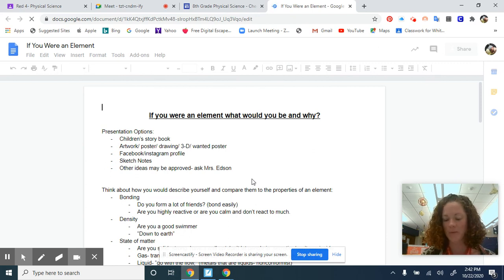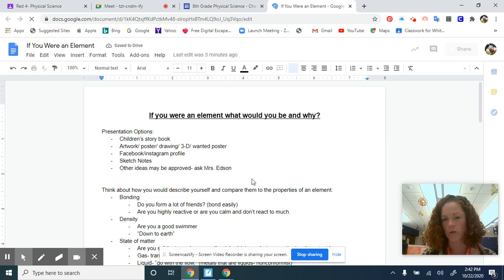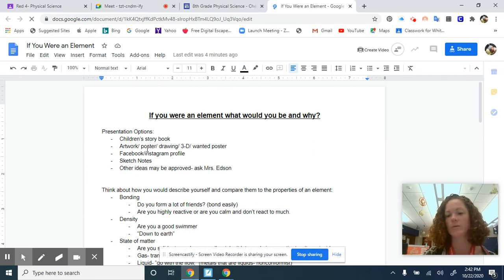You can do this project in any way you can think of. It just cannot be a Google slide and it cannot be a regular poster. You can use poster paper to make your project, but it can't just be a straightforward, this is my project, this is the information. You can't just make a list of information. You have to be creative with how you're doing this. You can do a children's book. You can do some kind of artwork that has all the information in it. I have poster on here, but what I mean is you have to be creative with that poster.